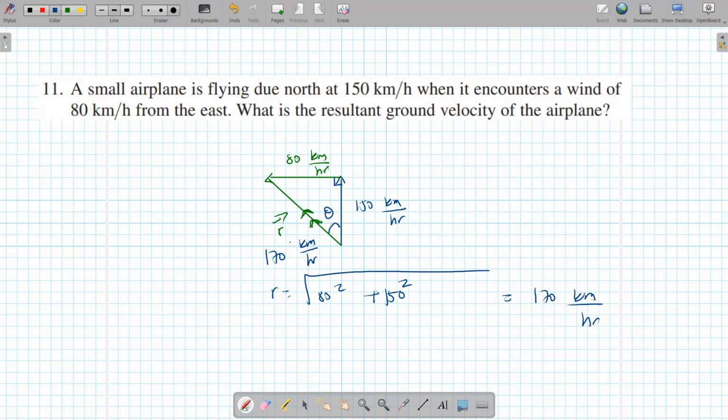Tan? Actually, because we know all three sides of this triangle, you can use anything. Because we also know the hypotenuse, it's 170. So you can use sine, cos, tan. But tan works. So tan theta is what over what?